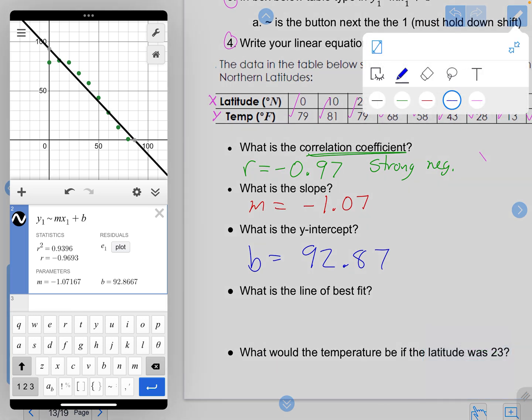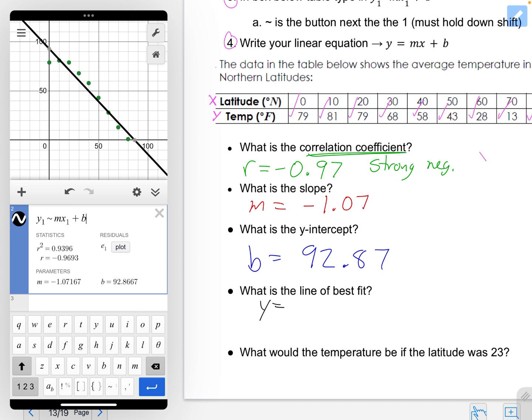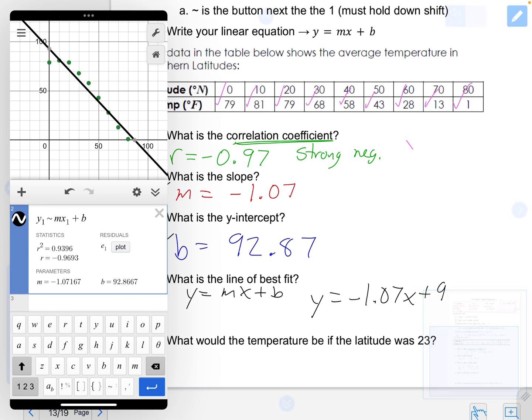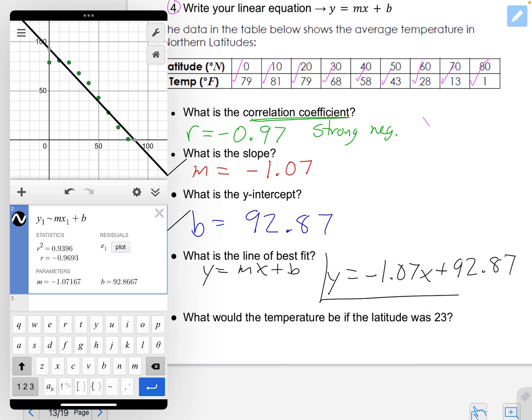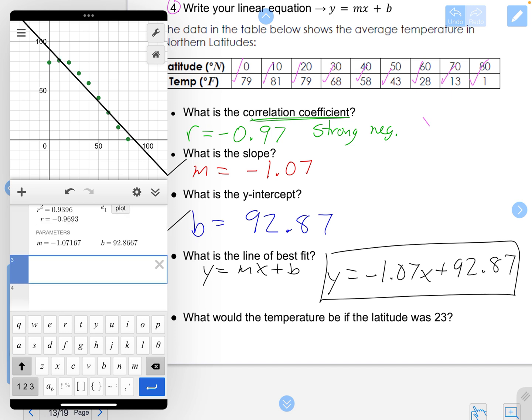So when we write our line of best fit, we always want to write our line in y equals mx plus b. So we have our m, we have our b, so we can write our line of best fit. y equals negative 1.07x plus 92.87. So we use this line of best fit to help us make predictions. The reason we do linear regression, the reason we do these lines of best fit, is because we have real world data and we're going to see what predictions we can make so that we can make plans in the future.